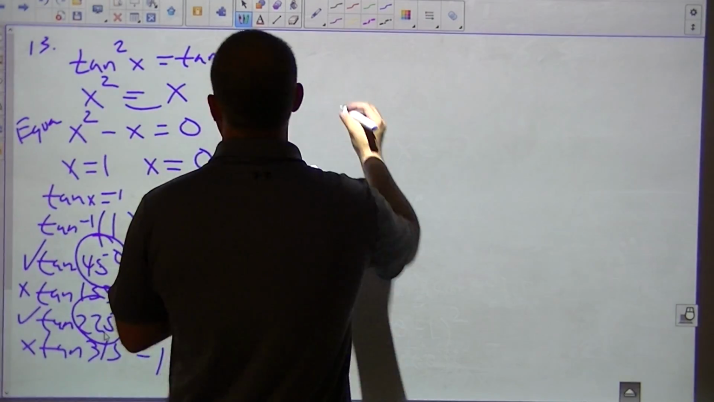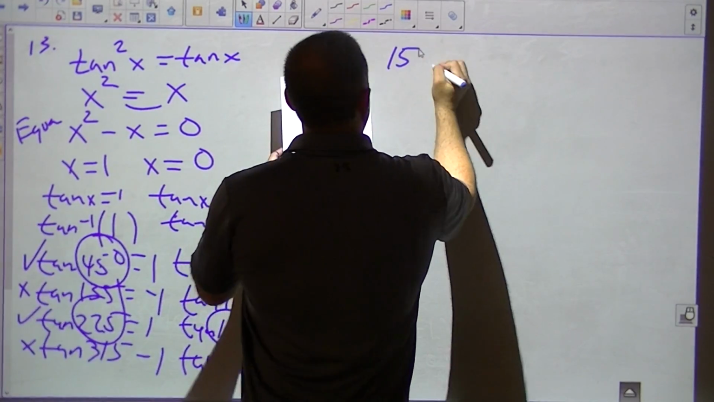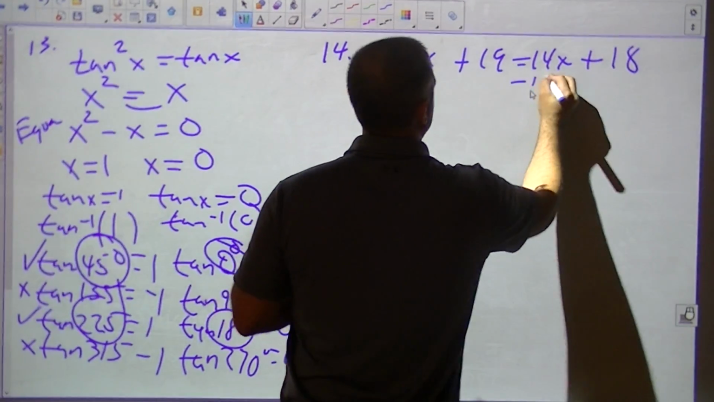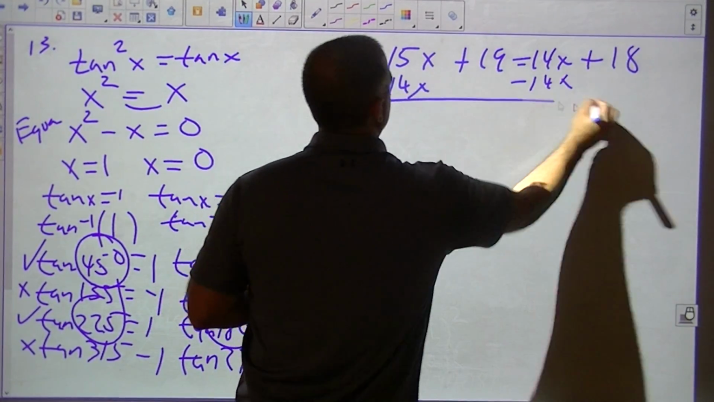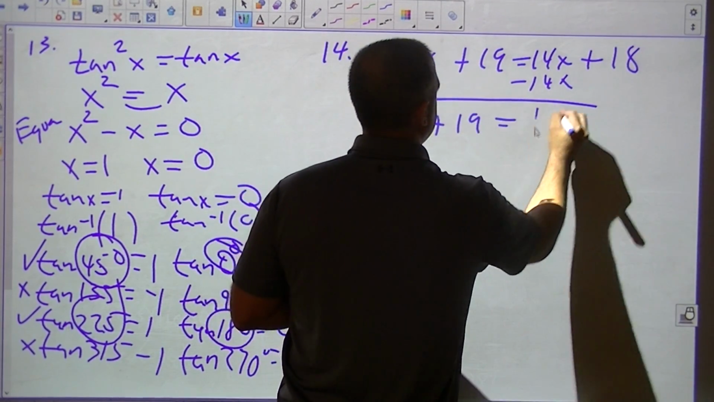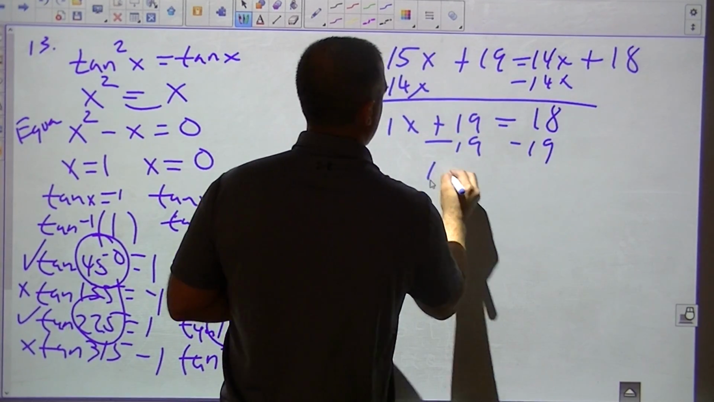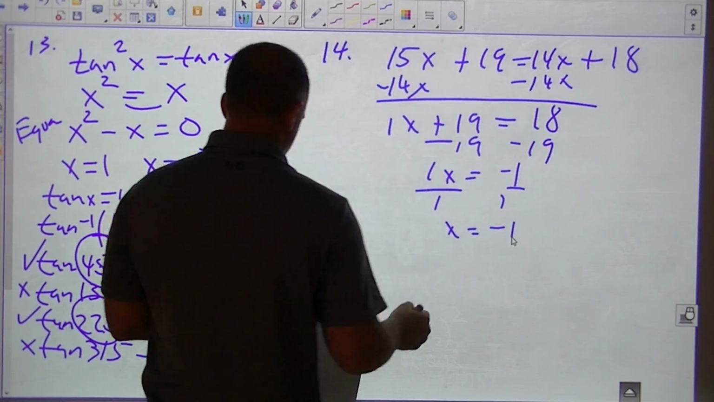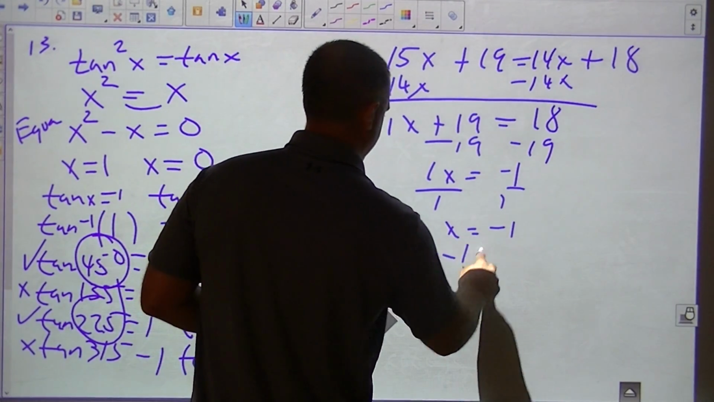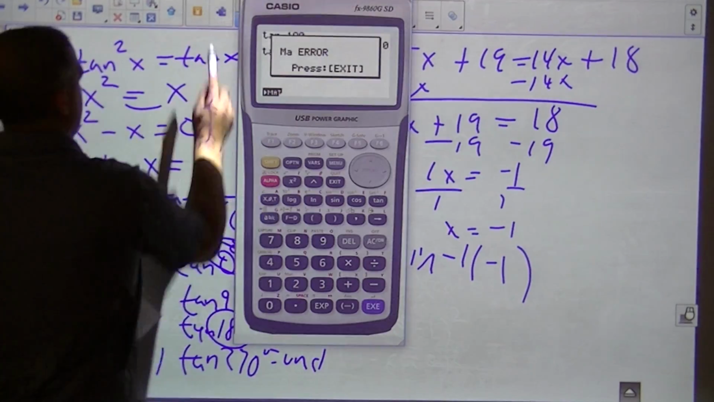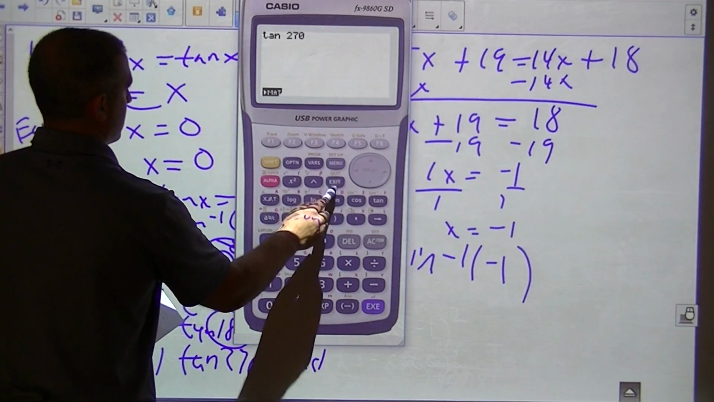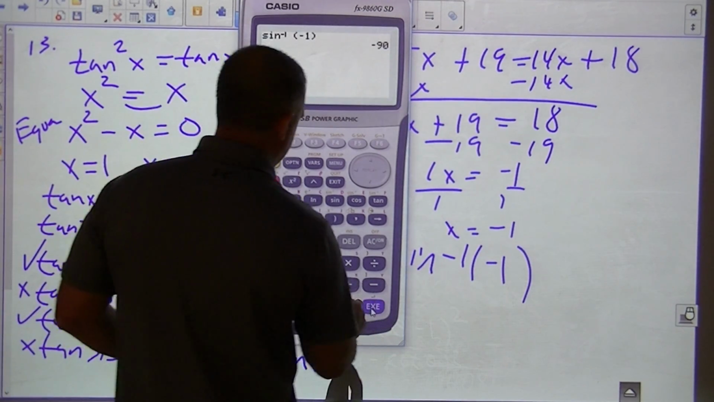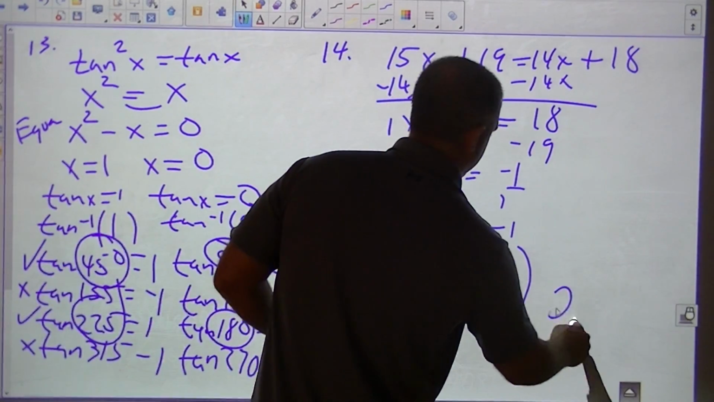Okay, last problem, very similar to question 11. 15x plus 19 equals 14x plus 18. Subtract the 14x. That's 1x plus 19 equals 18. Subtract the 19. 1x equals -1. Okay, divide by 1, x equals -1. Okay, we're going to put sine back in. Okay, and it's the same thing as before. It's going to be -90, which ends up being 270 degrees.